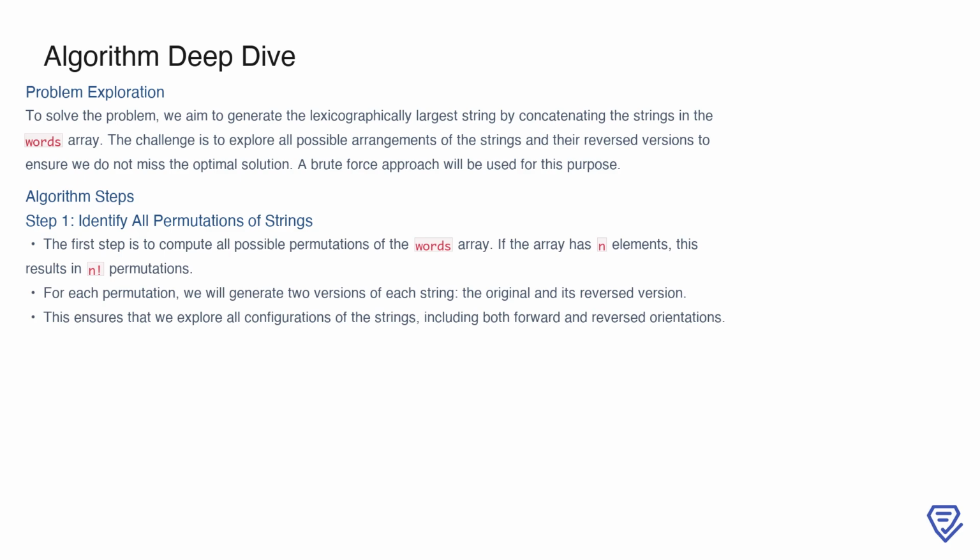The first step is to identify all permutations of the words array. If the array has n elements, this will result in n! permutations. For each permutation, we will generate two versions of every string, the original and its reversed version. This ensures that all configurations, including both forward and reversed orientations of the strings, are explored thoroughly.